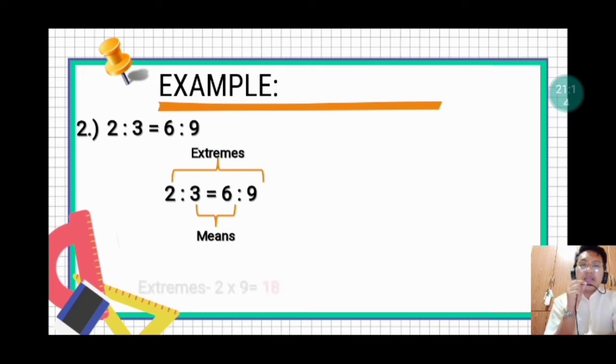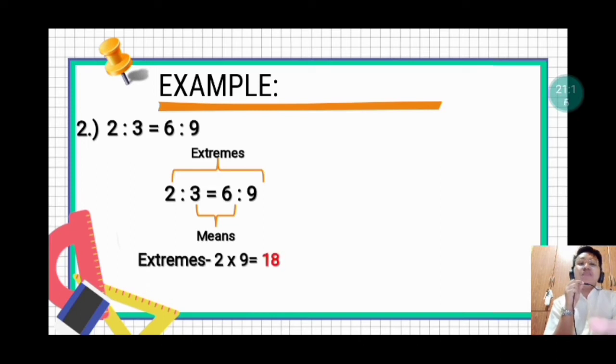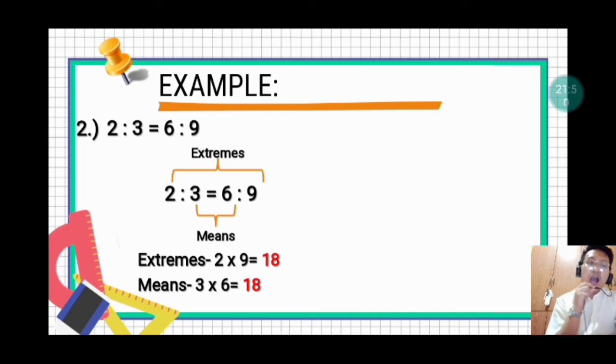2 times 9 and simplify it. 2 times 9 is equal to 18. And, of course, the means, 3 times 6 is equal to 18 also. Okay? So, you've got the same product. That's why these ratios are proportion. Okay?